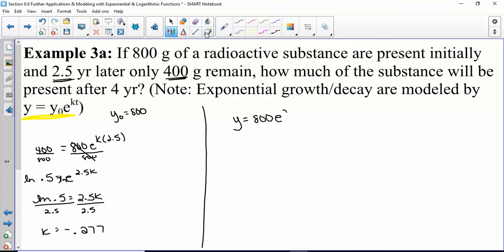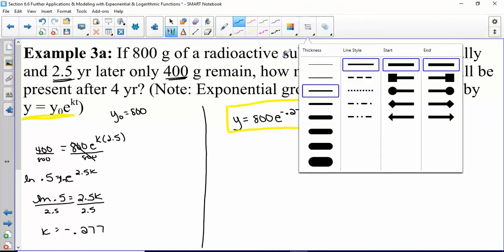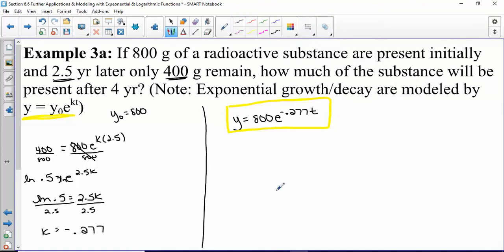So my equation here for this particular substance, the amount at any given time, we started with 800, my K is negative because it's less substance as time goes on, times t. So this first part was just to find my equation. You're going to have some of these on MathXL and it'll say part A, find the exponential model. Here is your model. And then it'll ask you to use that model, use that equation to answer some question.